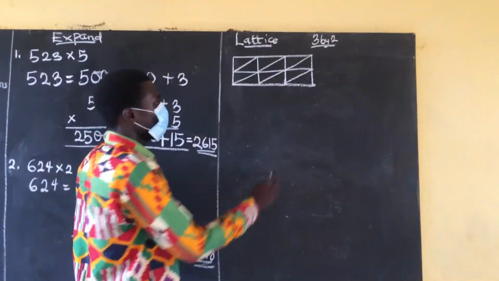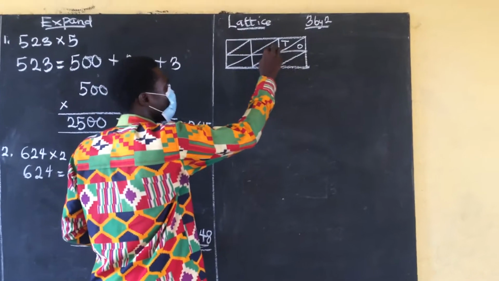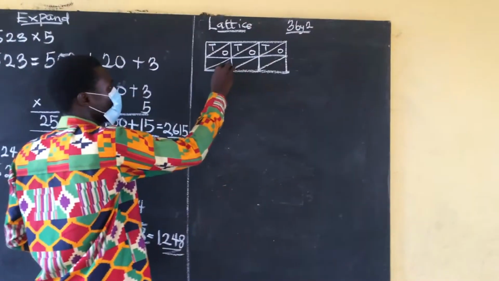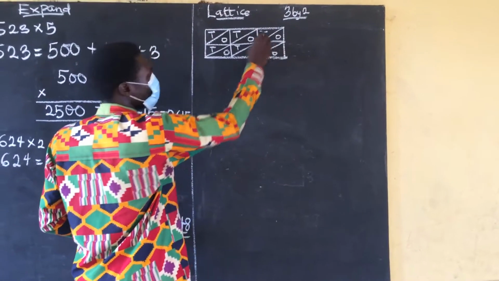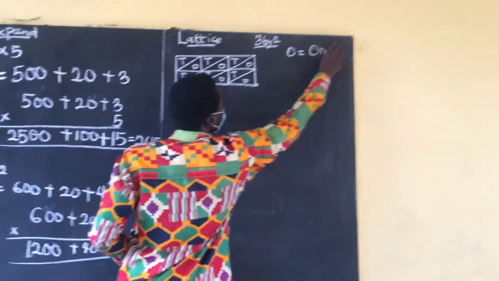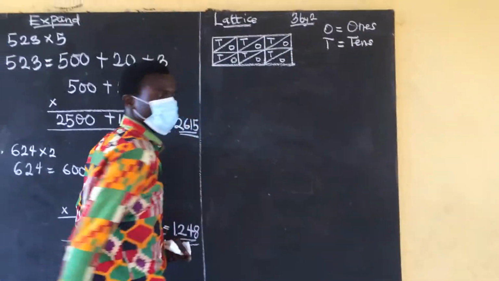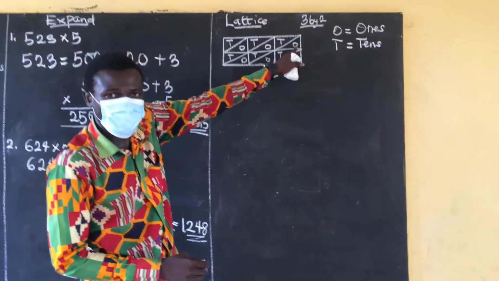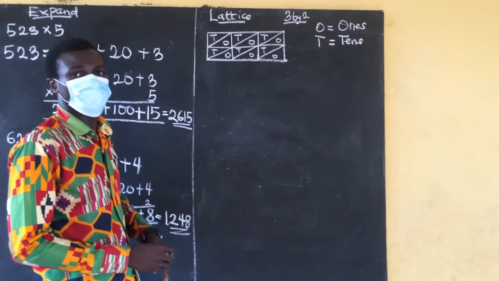When you multiply, we record the ones column here and the tens column here, and the same thing applies in each box. We should note that the O there is ones, and the T is tens. So when you multiply the 2 digits, record the ones column at this side, the tens column at the other side. The same thing applies to the rest.